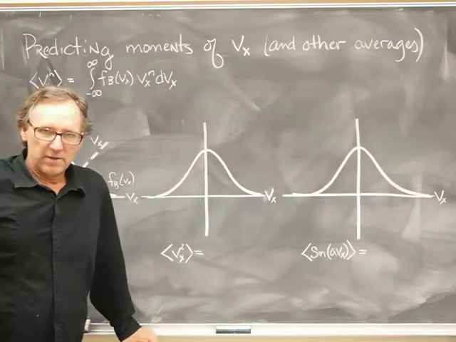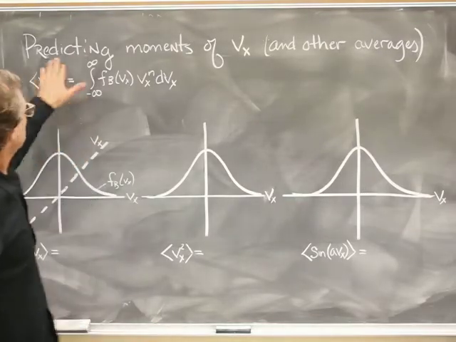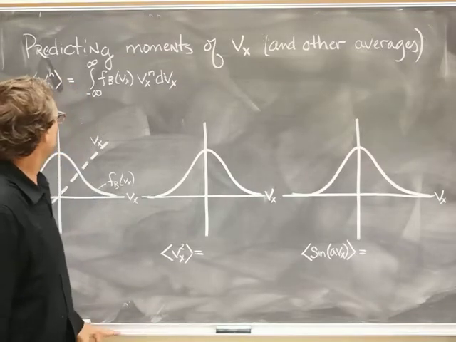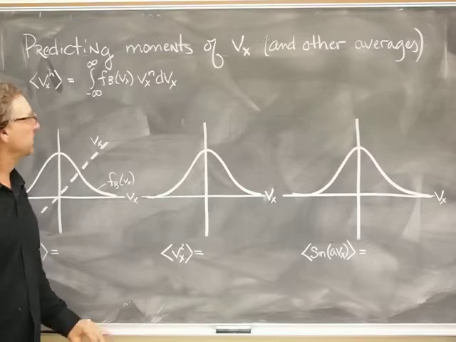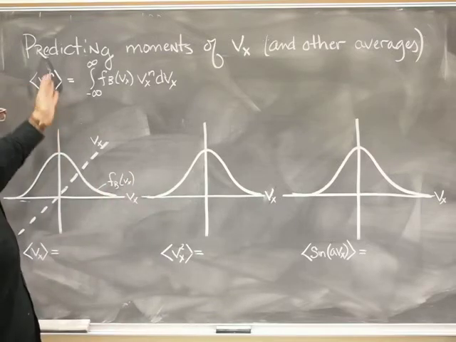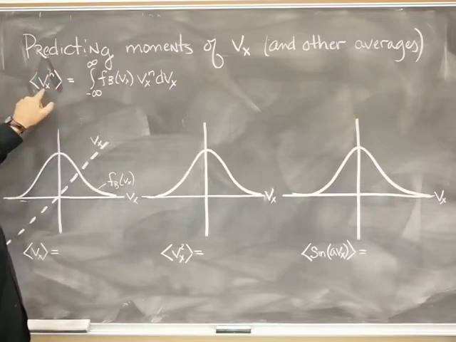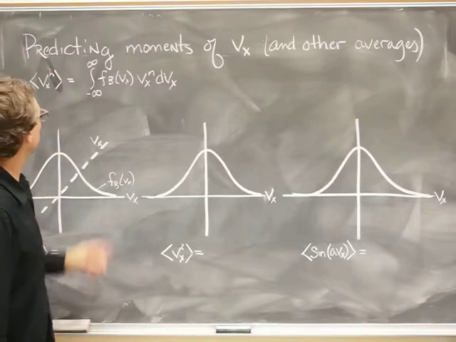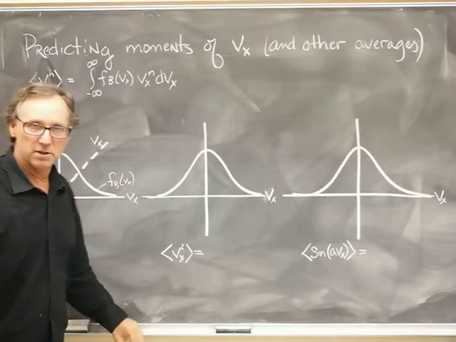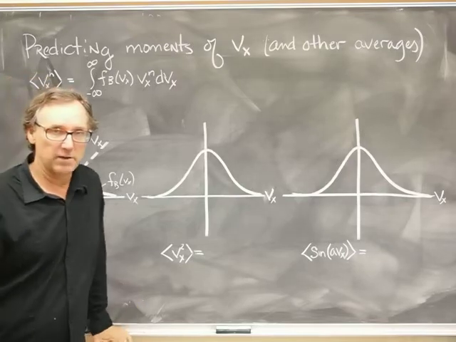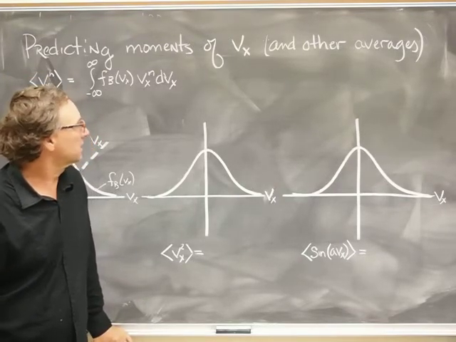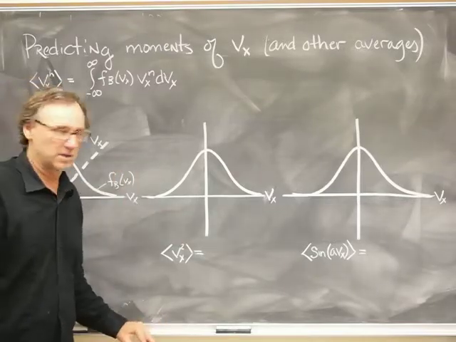Hi, I'm Stephen Neshiba, and I'm here to help you out with predicting moments of Vx using the Boltzmann probability density that's given by Fb of Vx. The general formula for moments uses these brackets, which mean the average. So Vx raised to some power, 1, 2, 3, gets put into the integral, and then the average is given by that evaluated integral. Now all we're up to today is to decide whether or not those moments are 0 or not 0.